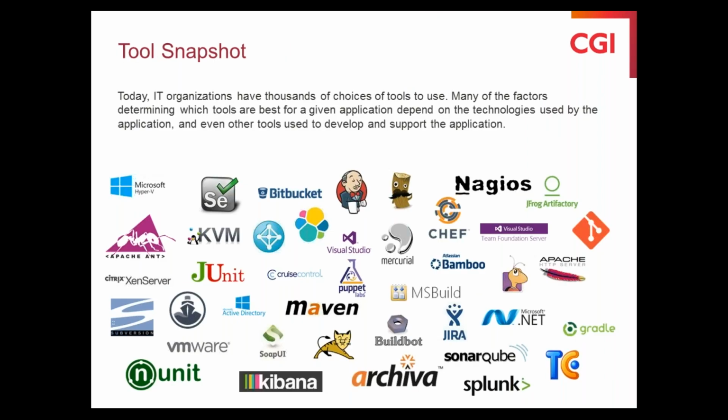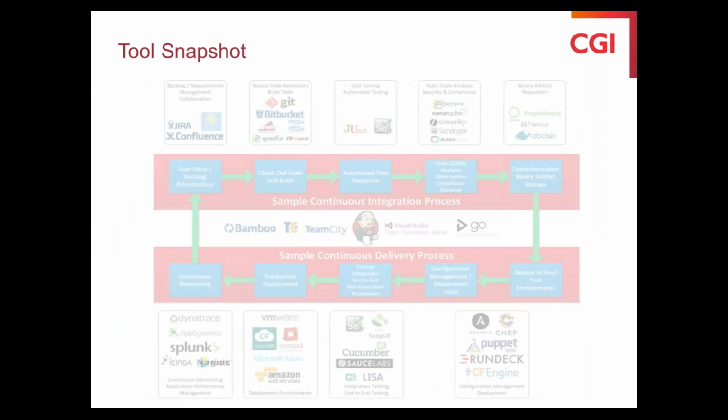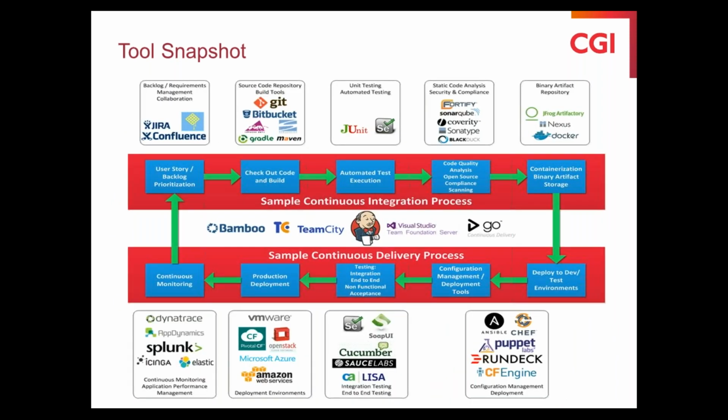Tool Snapshot. There are loads and loads of tools. CGI is not recommending any of the things on this page, and to be honest, these pages get out of date. I'm sure a new tool has been released while I've been speaking. But I would say look at the different areas that you need tools. So look at your user story, backlog and prioritization. Look at your code versioning, your automatic testing. Look at your code quality analysis and your containerization and your storage. Look at your deployment and test environments and your configuration management, things like Ansible.